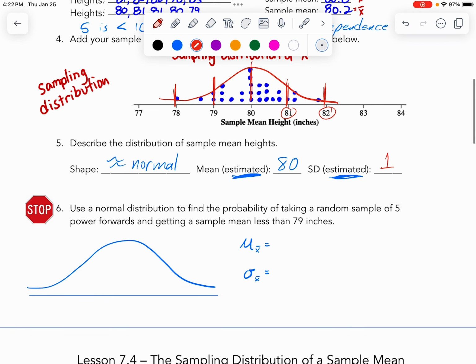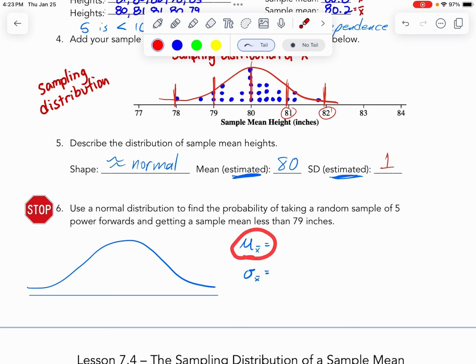Now let's get more into the details. So we're going to use the normal distribution to find the probability of taking a random sample of 5 of these power forwards and getting an average, a sample mean, less than 79. So here's your curve. We're going to get more specific, though. We're not just going to estimate these things.